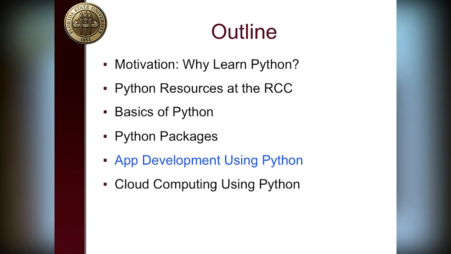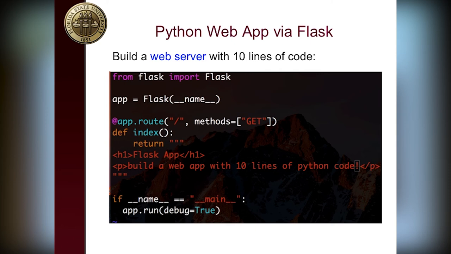So Python web app via Flask. I want to try to build a web server with 10 lines of Python code. So I install a package called Flask. Then from Flask, I import a thing called Flask, capital letter F. This is a class. Remember, I skipped the object-oriented part of this lecture. So I created the instance of this Flask.